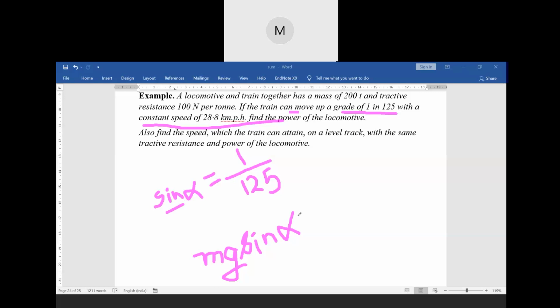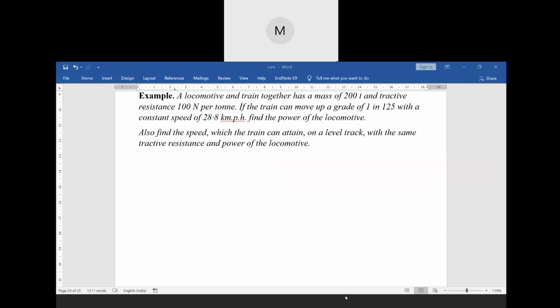What does it mean now, sir? Yes, what does it mean? It's okay that 1 by 125 is sine alpha. But according to the question, what is it conveying? Look, read the question once. If the train is moving up a grade of 1 by 125, what will 1 by 125 mean? That is what I am asking you, sir. Give one guess, then I'll say. Just try it once more. After reading that sentence, what do you think it could be?